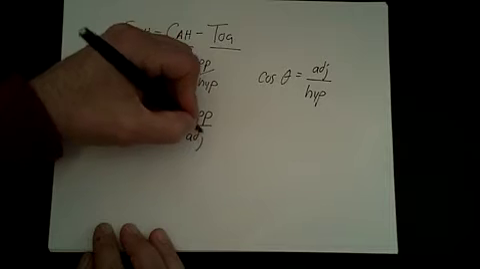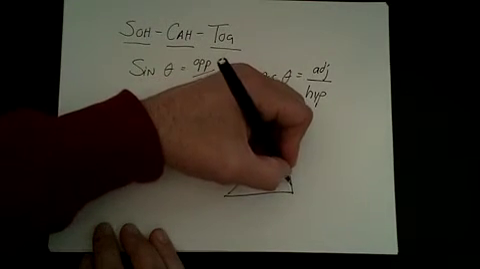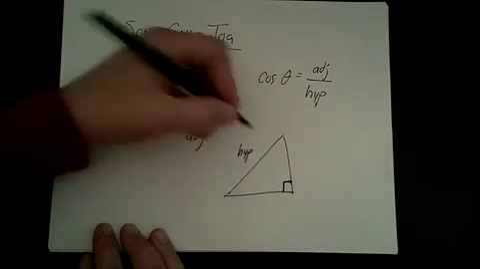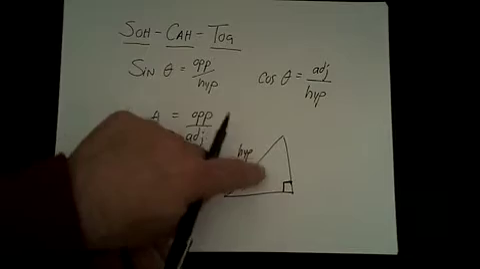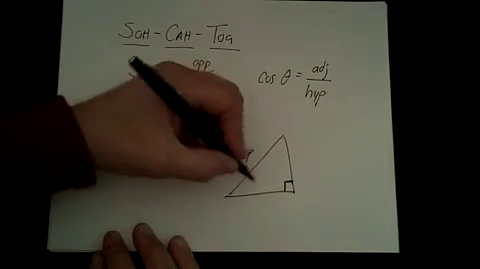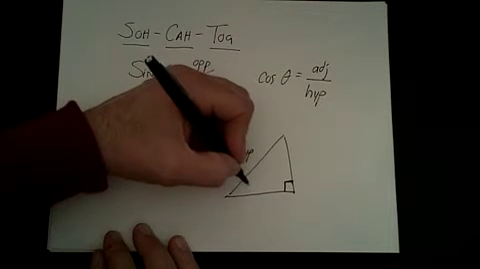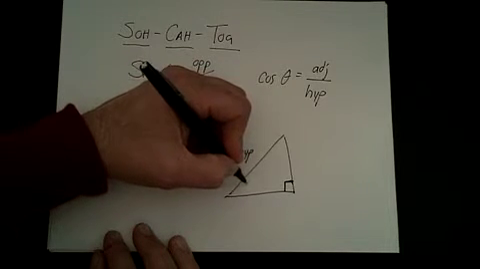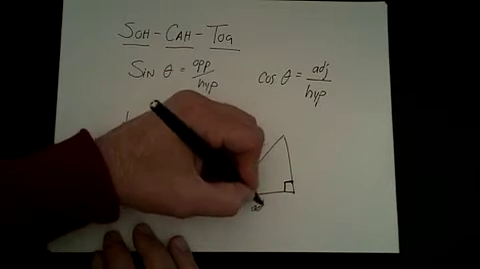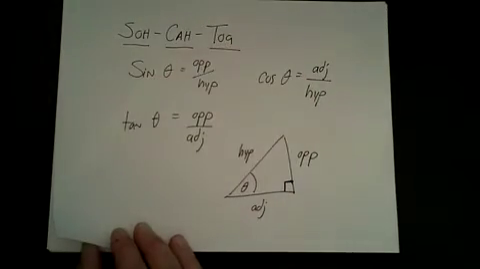The thing to remember is that the opposite and adjacent switch depending on which angle you're talking about. In a right triangle, this is clearly the hypotenuse because it's across from the right angle. Depending on what angle you're looking at, the adjacent and the opposite switch. If this is the angle you're looking at, this is the adjacent side because it's adjacent to the angle, and this is the opposite side.